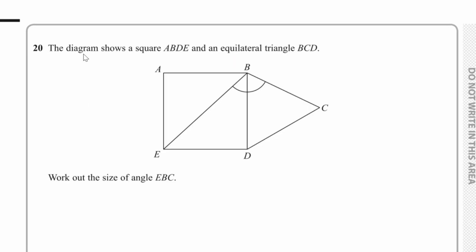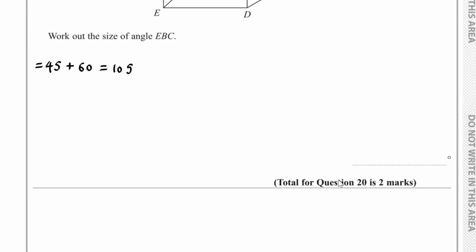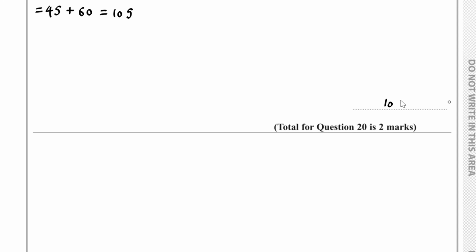Question number 20. The diagram shows a square ABCD and an equilateral triangle BCD. We have to work out the size of angle EBC. So EBC. Well, this angle over here is equal to 45 degrees. We've cut the square in half. This angle over here, because we have an equilateral triangle, this angle is equal to 60. So therefore this angle over here is equal to 45 plus 60, which is 105. So therefore we have 105 degrees.